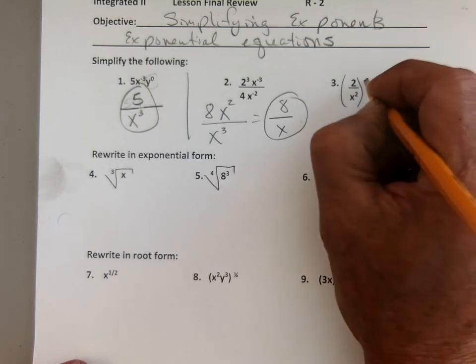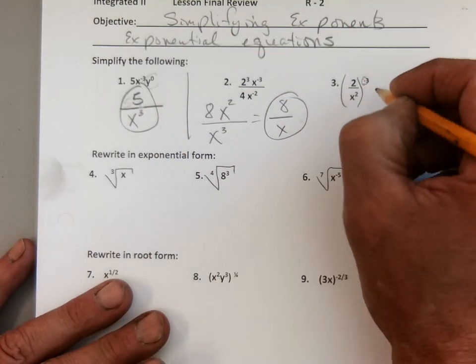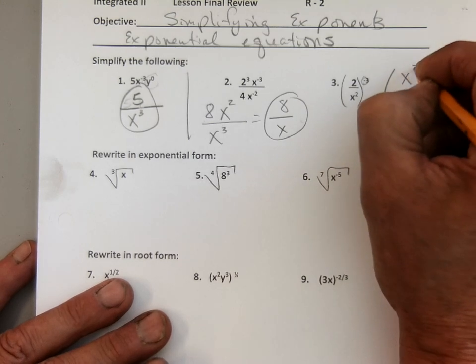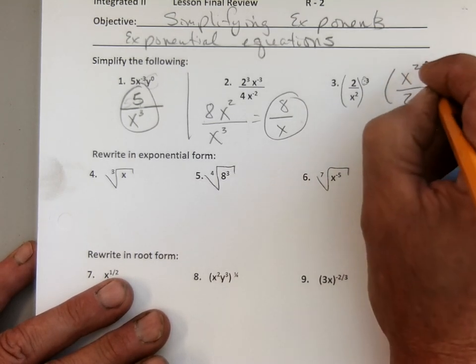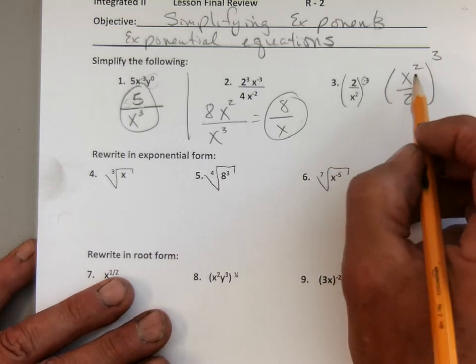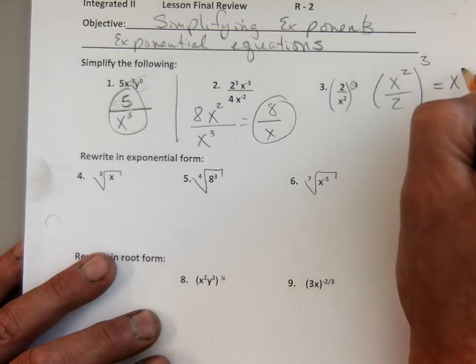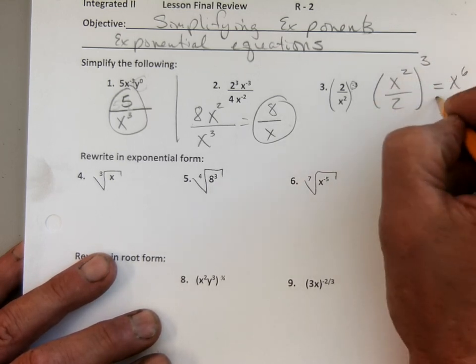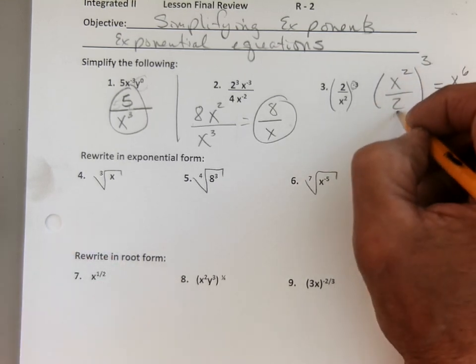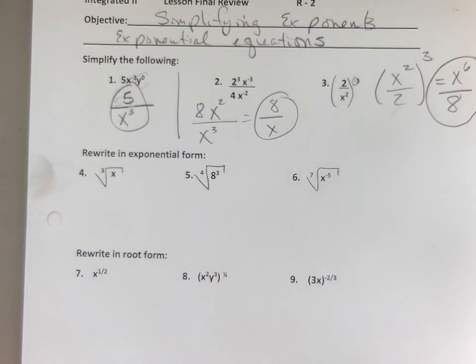Number 3. I have a negative exponent with a fraction, so we learned that we can flip the fraction to make that positive. So I get x to the 2 over 2 to the positive 3, okay? Because of the negative exponent here. Now I'm multiplying exponents: 2 times 3, I'm going to get x to the 6th. And I get 2 to the third power. 2 to the third power is 2 times 2 times 2, which is 8. That's all I have. Okay?